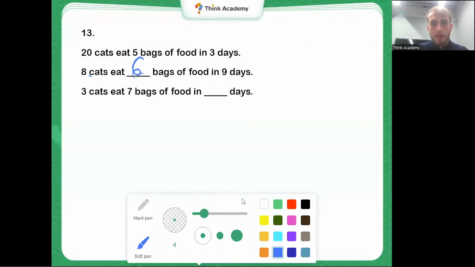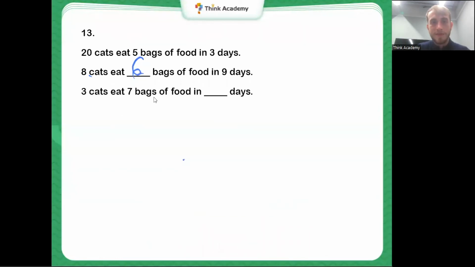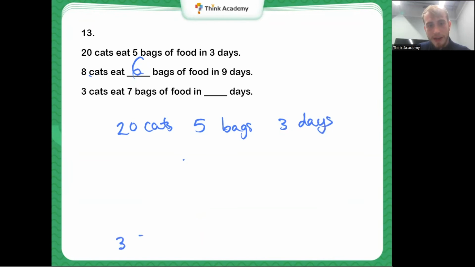So here we've got 3 cats, 7 bags of food in how many days? So let's start with our 20 cats and our 5 bags in 3 days. And I want to end up with 3 cats, 7 bags, and find out the number of days. Now, 20 and 3, there's nothing I can divide 20 by to get 3. So I'm going to have to do the same thing.